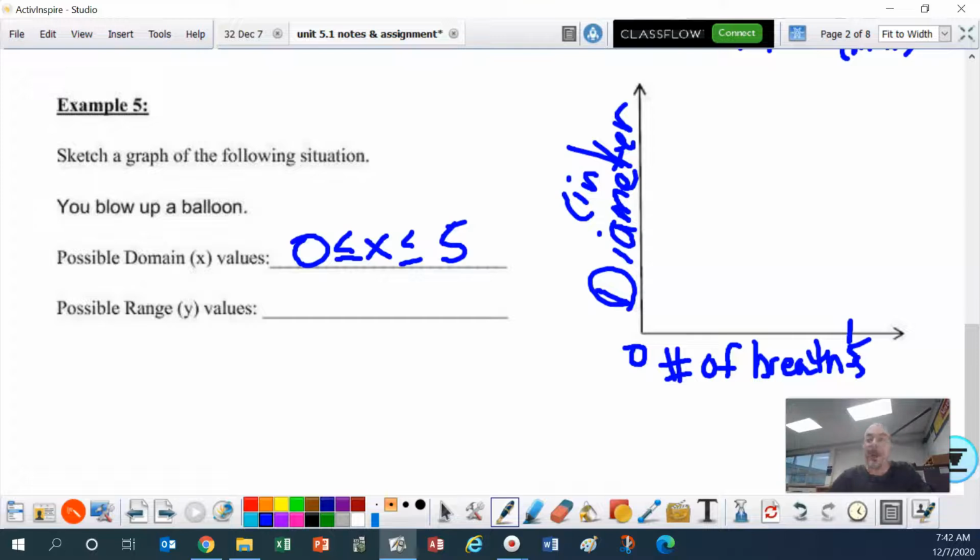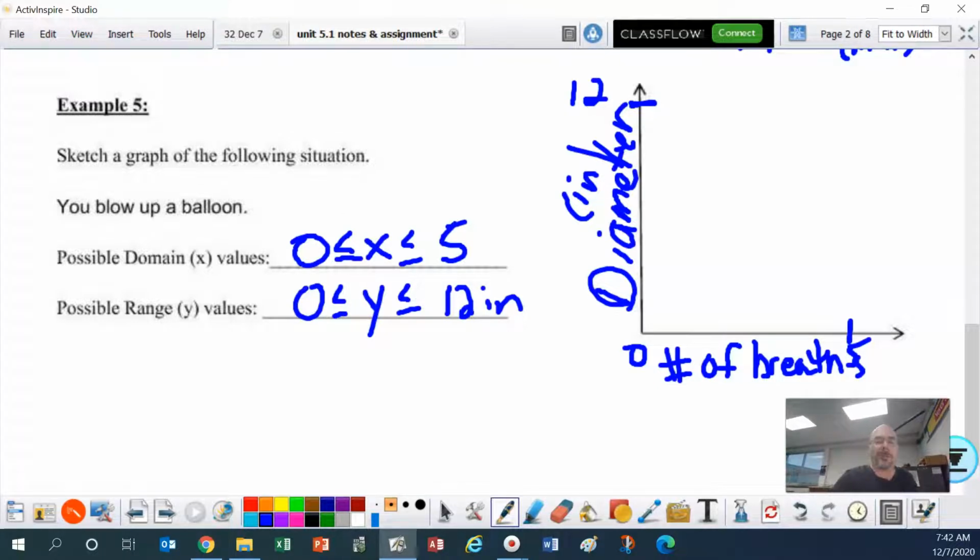All right, the range, the diameter. Let's just do a normal balloon, that's probably about as wide as a ruler. So we're just going to say 12 inches. There are some really small balloons, but let's just say 12 inches. Okay, so we've got our range and domain figured out. But now what is it going to look like? Okay, now let's think about this.